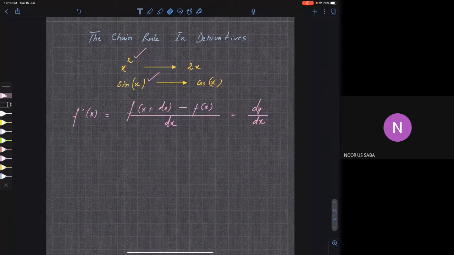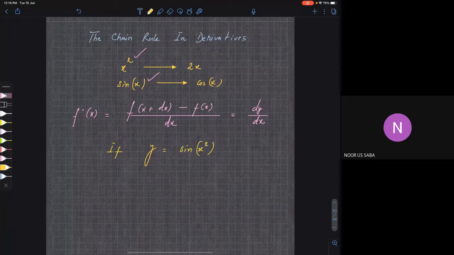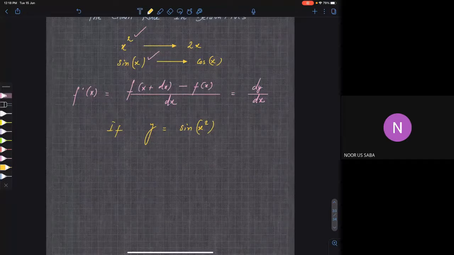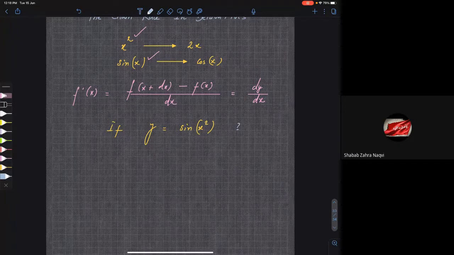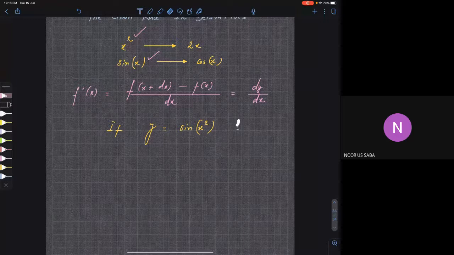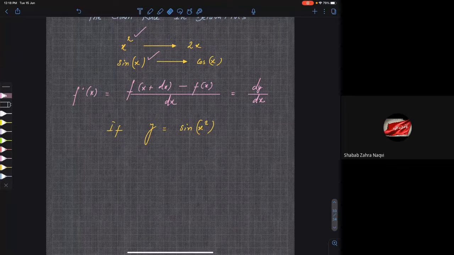But we don't have the derivative of, for example, y equals sine of x squared. You know what the derivative of x square is, and you know what the derivative of sine x is, but you don't know what the derivative of sine of x square is. First I will tell you how to find the derivative of this function. Later, I will tell you why that is correct.